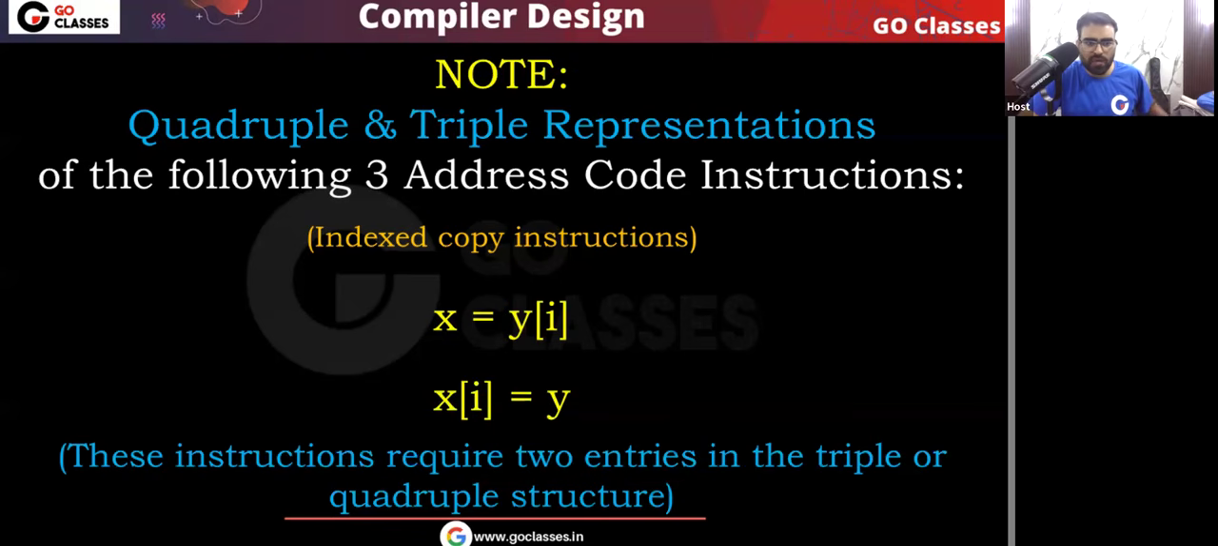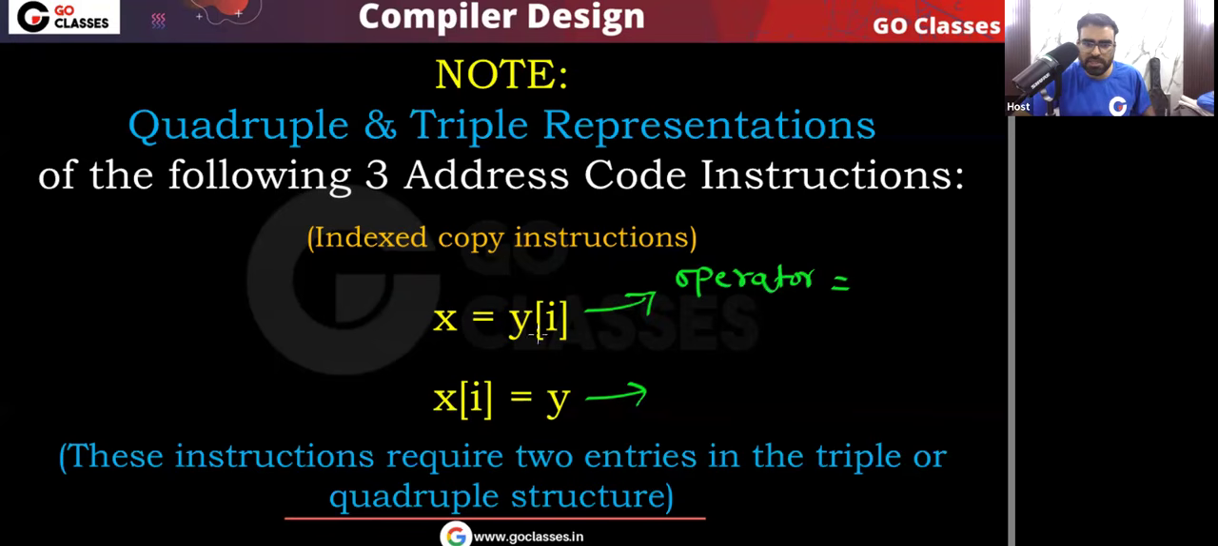So let me tell you one more thing, that you can notice that in this instruction, this indexing is on the right side, and in this instruction this indexing is on the left side. Yes or no? So let me tell you that to distinguish whether this indexing is on the left or right, we use two separate operators. Okay, so let me tell you that here, which operator are we going to use?